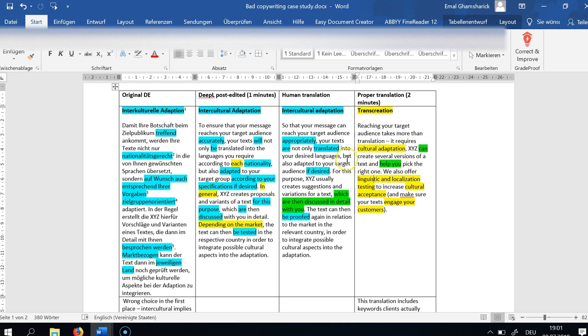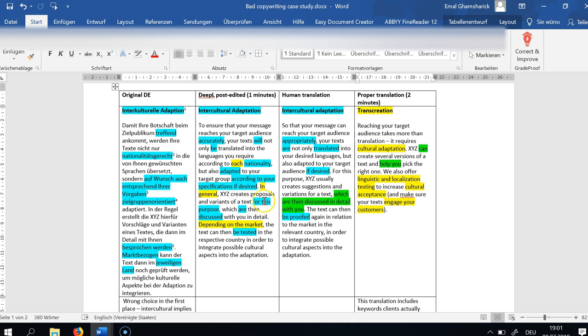I didn't have the "all if desired, blah, blah, blah," because "can" already expresses the whole possibility. So XYZ can create several versions of a text and then help you pick the right one. We can create several versions of a text and help you pick the right one. That is what we do. And not, let me look at that.